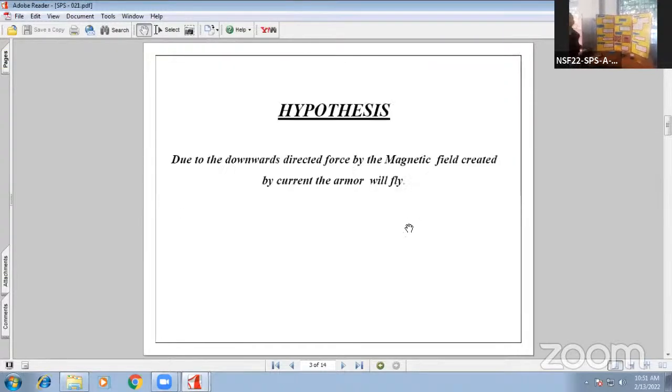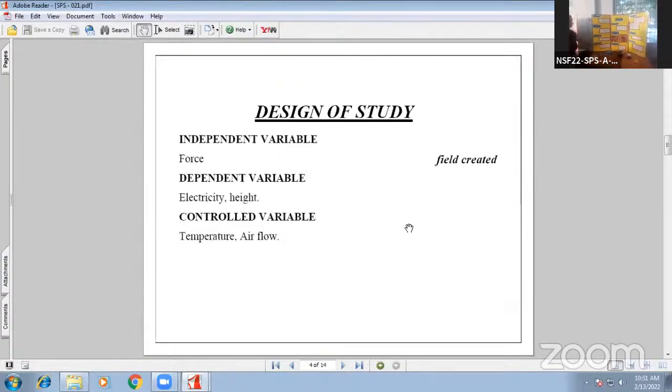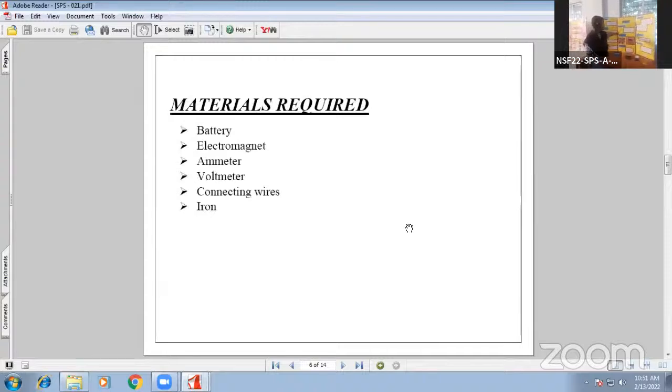So the hypothesis: due to the downward force created by the magnetic field produced by the current, the armor will fly. The design of study is: my independent variable is force, my dependent variables are electricity and height, and my control variables are temperature and air flow. So this is a tabulation. I have entered some values and found the output.